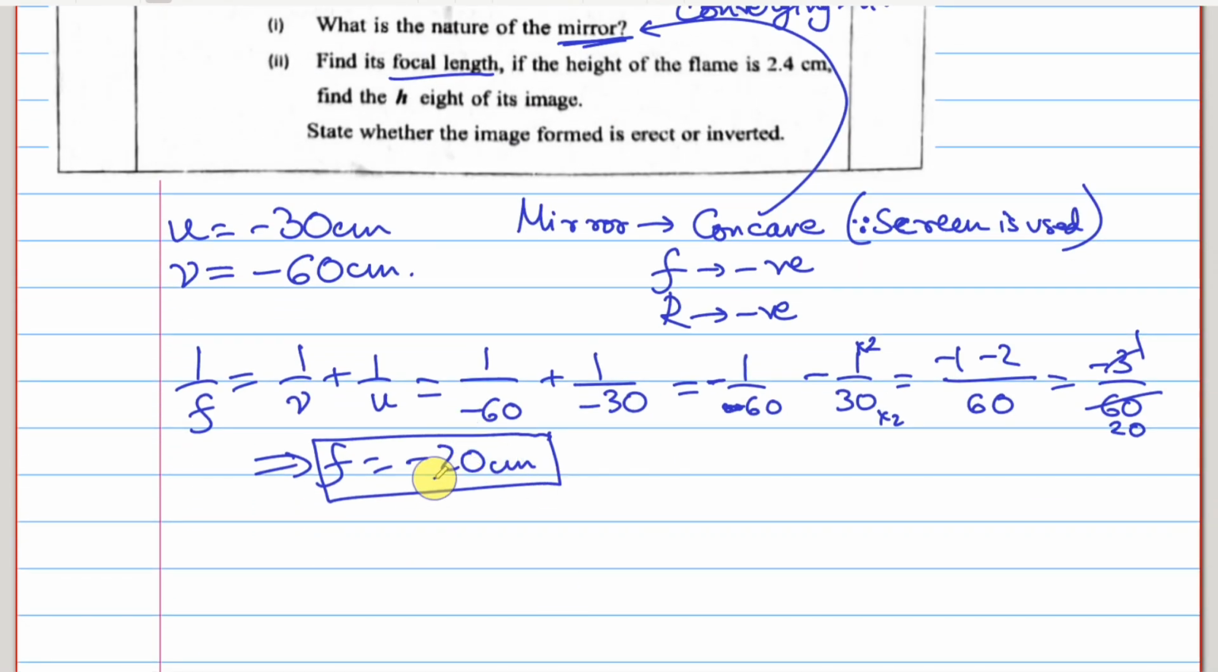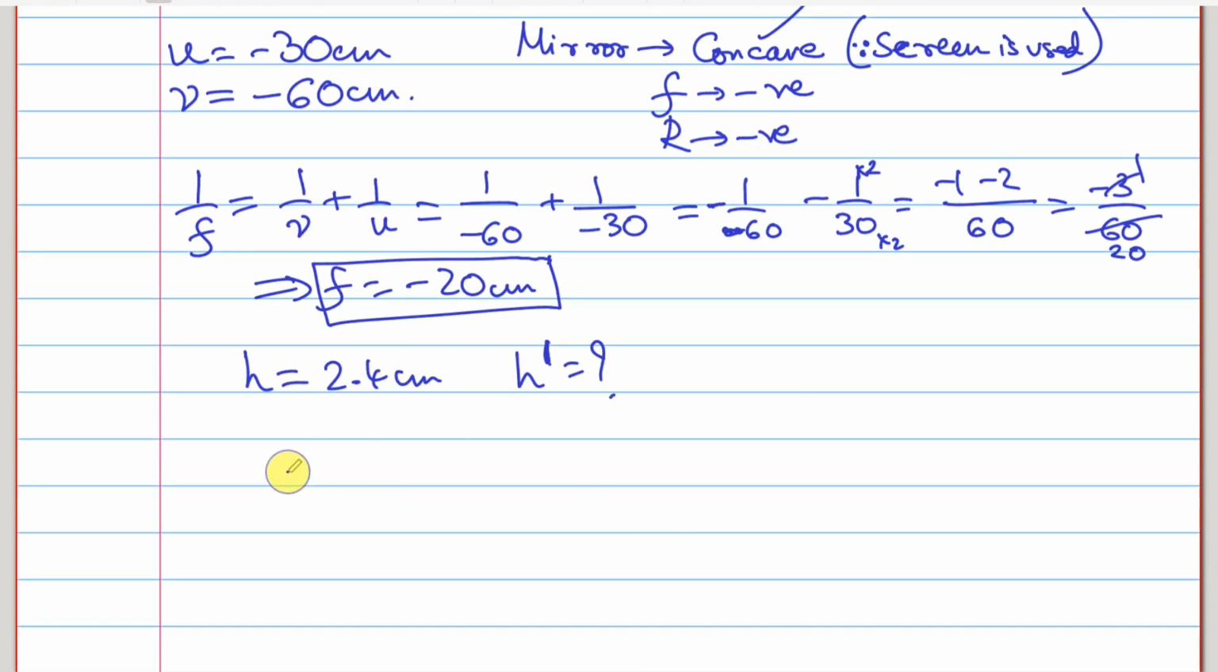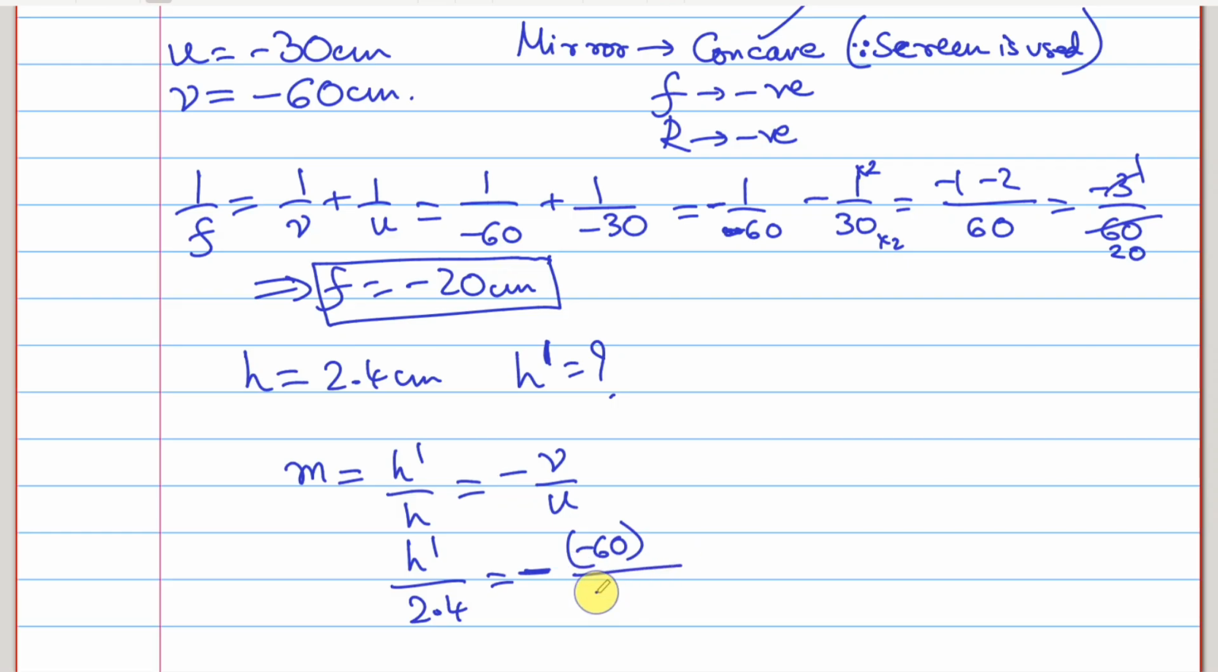Next, if the height of the flame is 2.4 centimeter, so they have given us the height of the object. h is 2.4 centimeter. They are asking us h dash. Find the height. This is not the height of its image, it is the height of the image. So h dash will have to be found. So to calculate h dash, we always use magnification. Magnification will have the formula of m is equal to h dash by h, and it also has the formula of minus v upon u. So h dash is unknown. h is known as 2.4 centimeter. Negative of v, we know to be minus 60, upon u, which is minus 30.